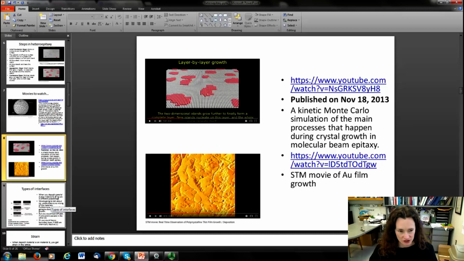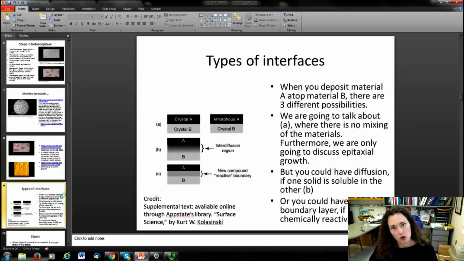But now on to the physics. When you deposit one solid surface on top of another solid surface, there are three different possibilities of what might happen. We're going to talk about the one where there's no real mixing of the materials, and we're only going to discuss epitaxial growth. But it's important to realize that there could be other options.